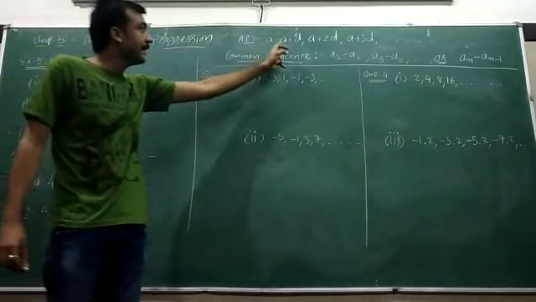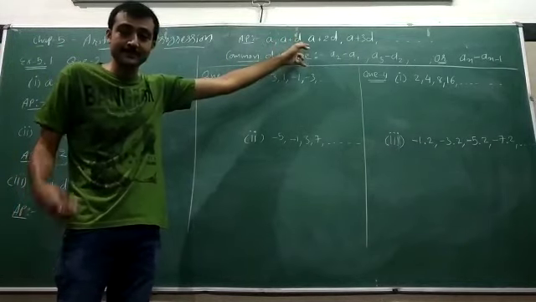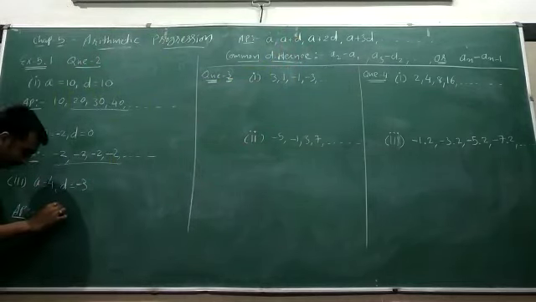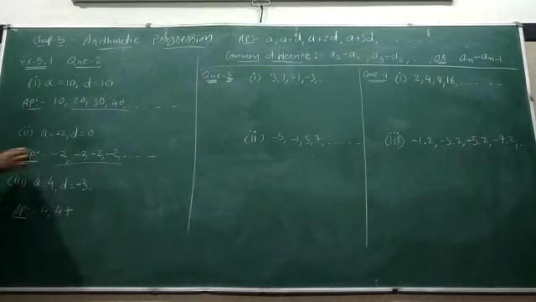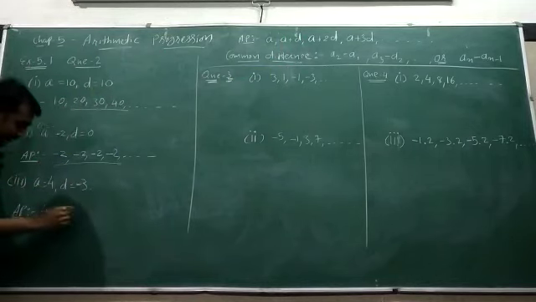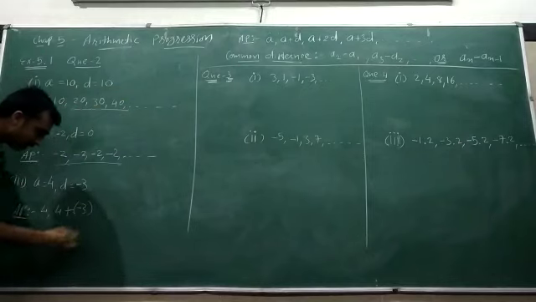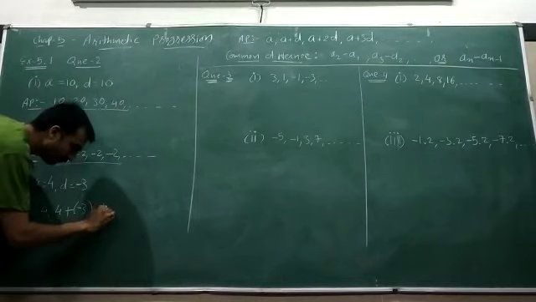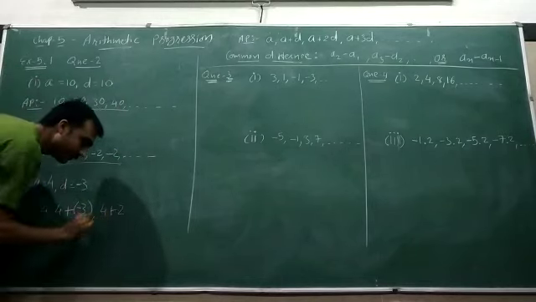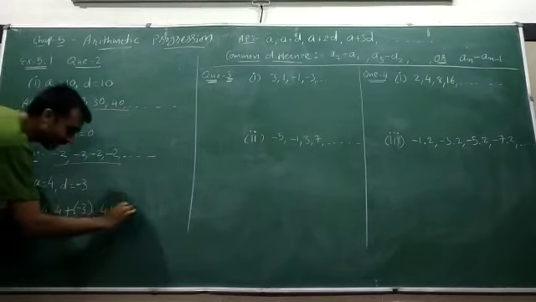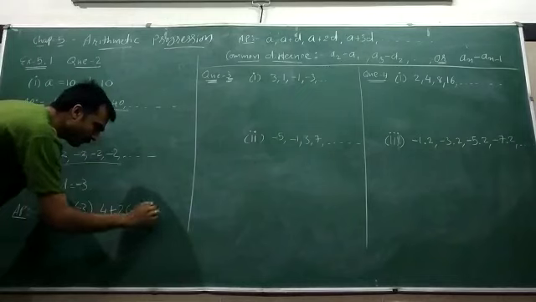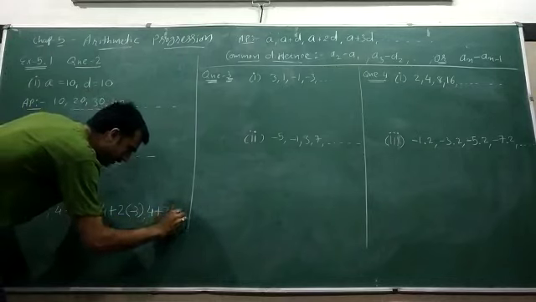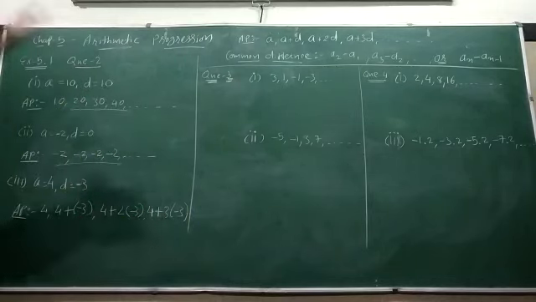Now the next term. What is the second term? A plus D. So let us write A is equal to 4 plus D, the common difference D, which is minus 3. Third term, A plus 2D. So A is equal to 4 plus 2 into D, which is minus 3, and so on.